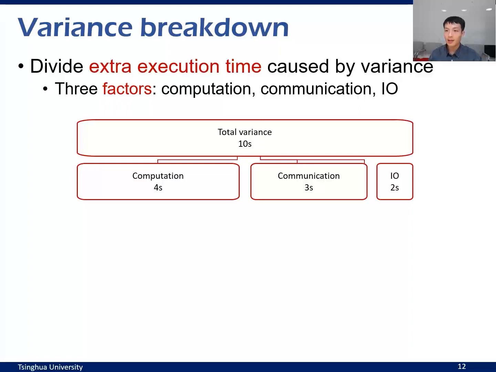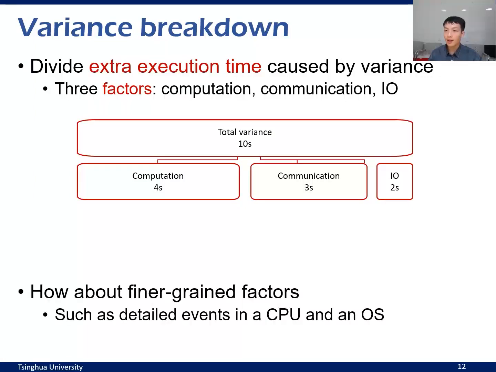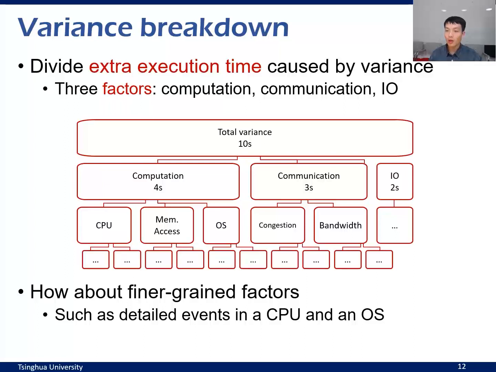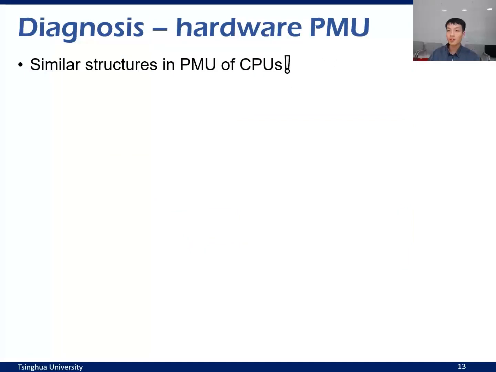Next, the question is whether we can divide them into more detailed factors, such as specific events in a CPU or an OS. For example, computation can be divided into CPU, memory access, and operating system influence, and we may want a more fine-grained breakdown. For identifying performance issues in CPU microarchitecture, we focus on PMUs at first. An interesting finding is that there is a similar structure in PMU.